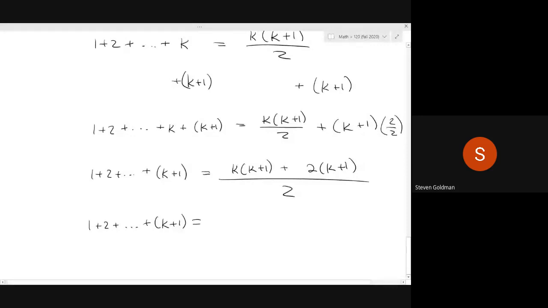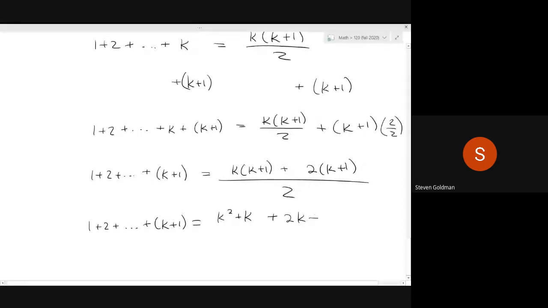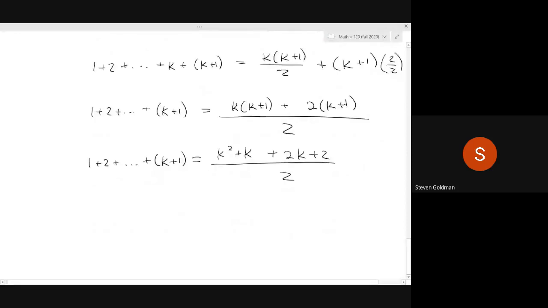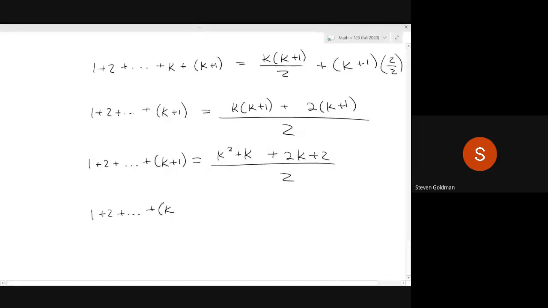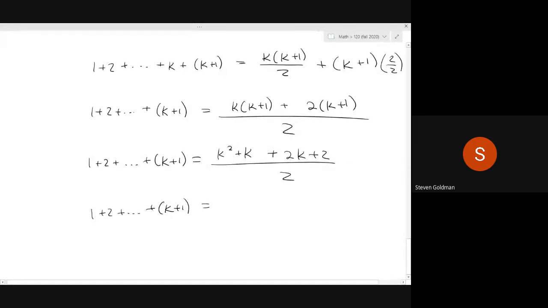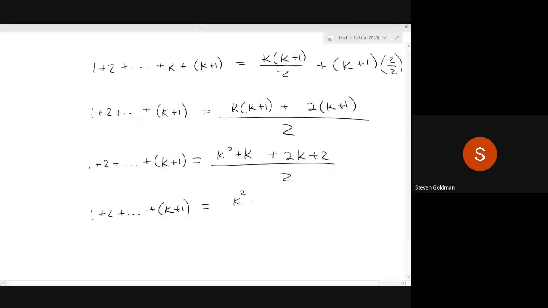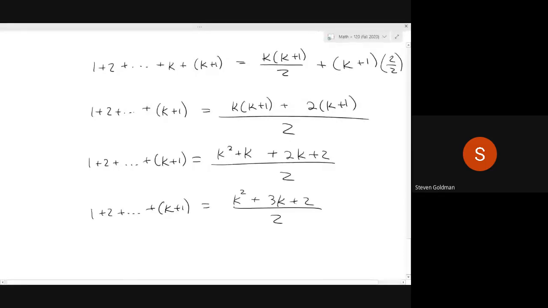All right, let's now add this together. To add this together, I first have to distribute here. So I'm going to distribute the k and the 2. k times k is k squared, plus k times 1 is k, plus 2 times k is 2k, plus 2 times 1 is 2, over 2. Okay, adding the like terms. This is going to be 1 plus 2 plus dot dot dot plus k plus 1 equals k squared plus 3k plus 2 over 2.